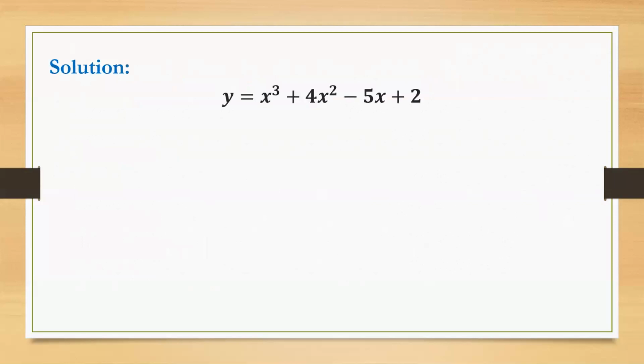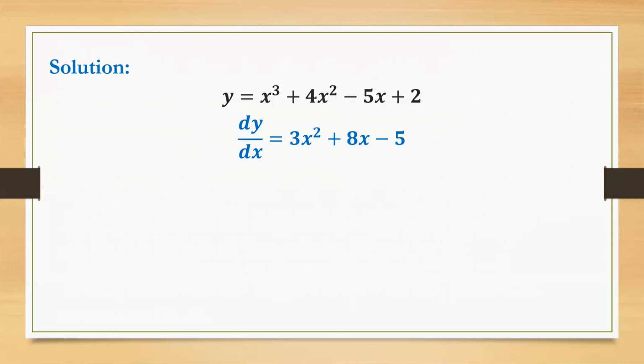So the first step will be to find dy by dx. That is, you need to differentiate this function. Remember, in the previous lessons, you have learned how to differentiate a given function. So here, dy by dx will be 3x squared plus 8x minus 5.